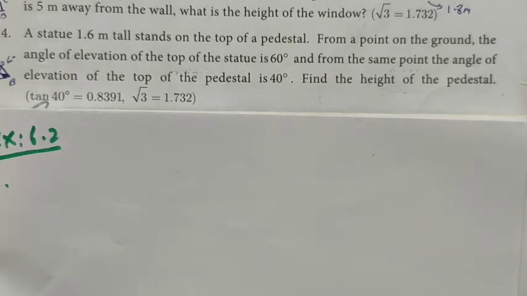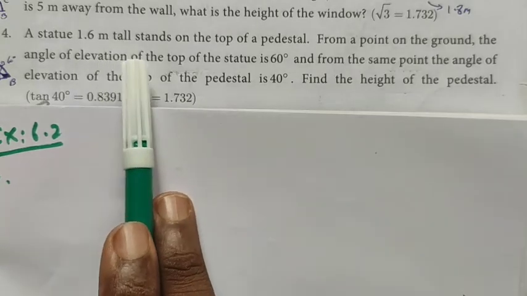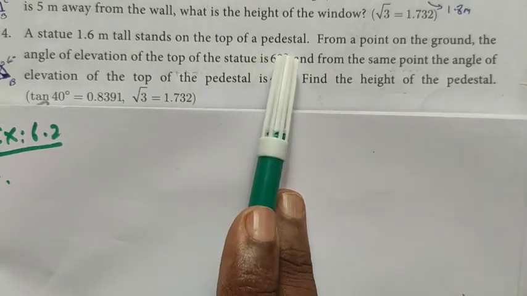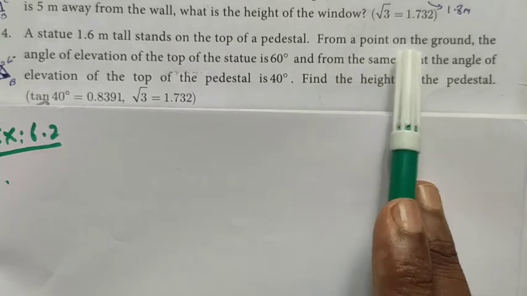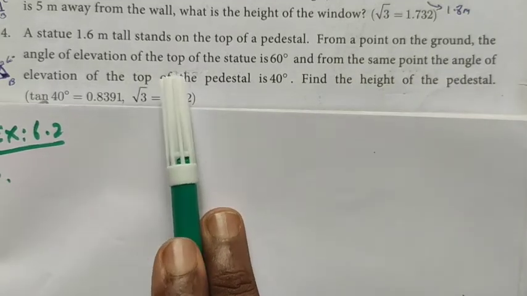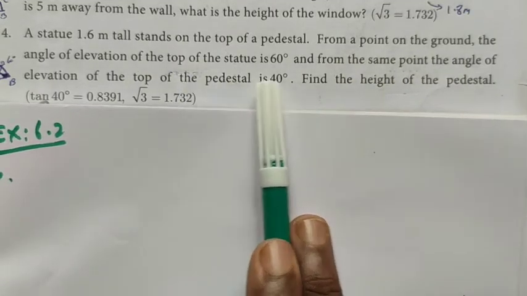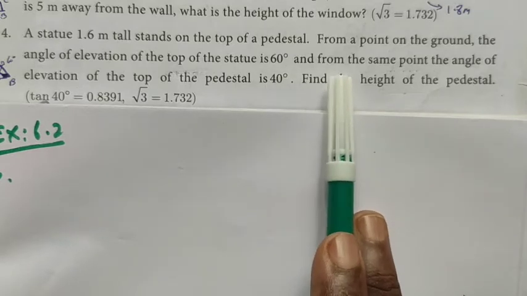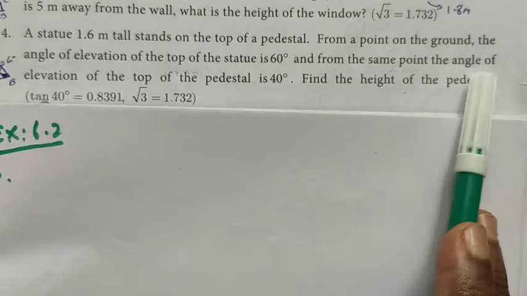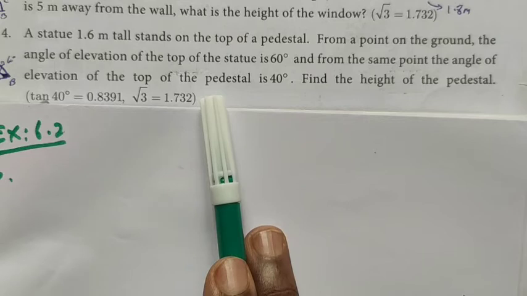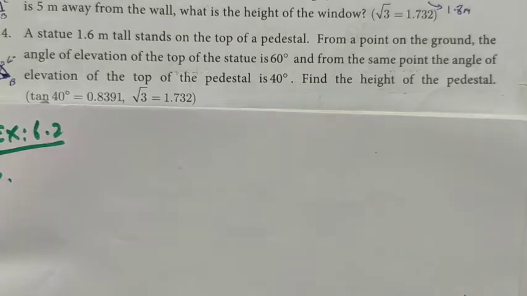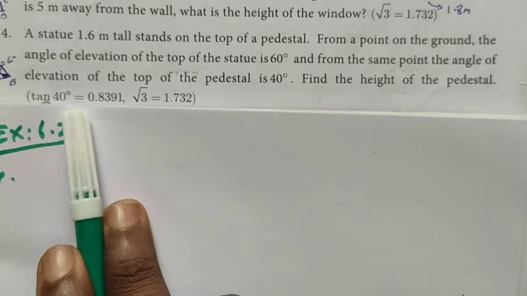Exercise number 6.2, question number 4. A statue 1.6 meter tall standing on the top of a pedestal. From a point on the ground, the angle of elevation of the top of the statue is 60 degree, and from the same point the angle of elevation of the top of the pedestal is 40 degree. Find the height of the pedestal.